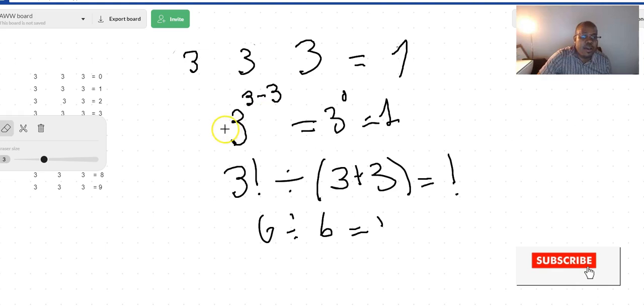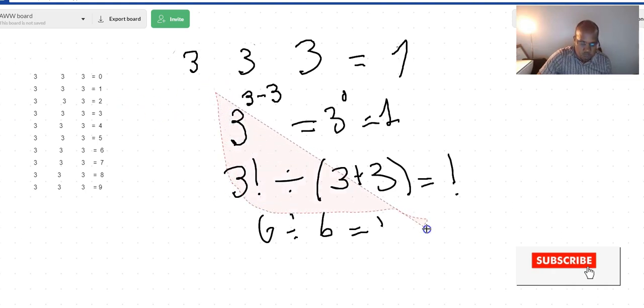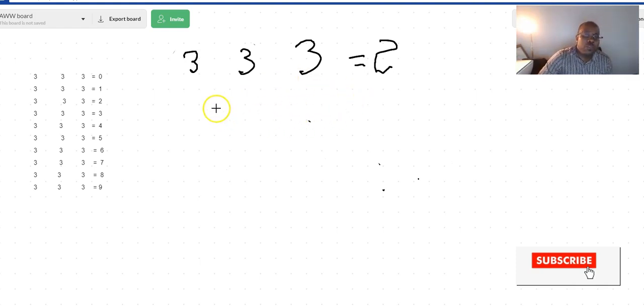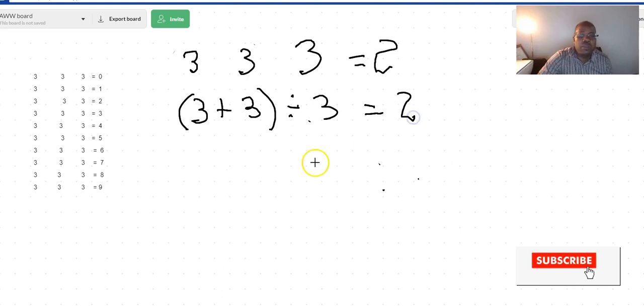Okay guys, now let's go for this part. Let me erase. This one is easy. We can have 3 plus 3, so this gives 6, right? 6 divided by 3 gives you 2. So there is a different way. You might find another way to do it, and that's fine.